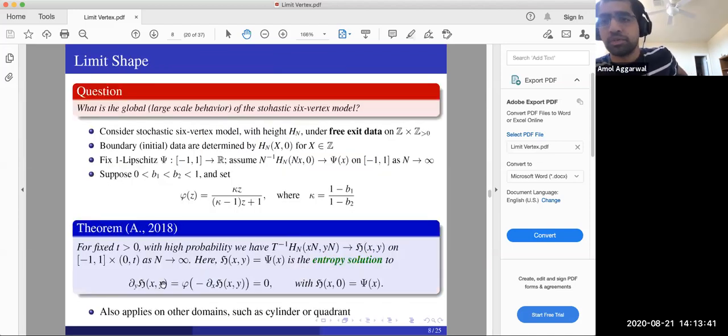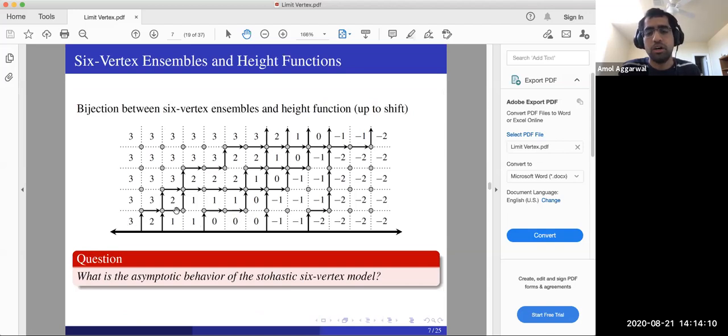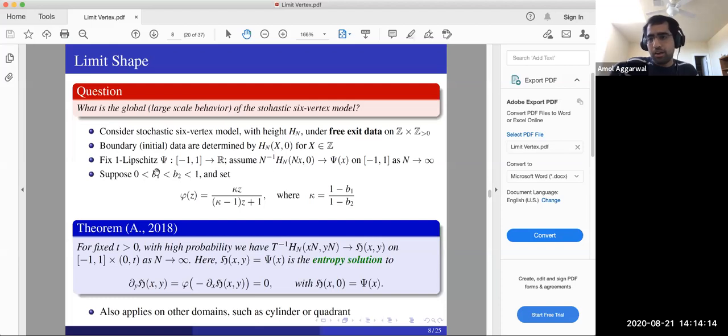So again, the question that I'm trying to address is, what is the global large-scale behavior of this stochastic six-vertex model? So what we're going to do is consider the stochastic six-vertex model again on this discrete upper half plane, Z cross the non-negative integers. The boundary conditions for this model are dictated by the locations of the incoming arrows on the bottommost row. That is in bijection with the height function when I specify the y coordinate to be 0. So if I have that height function, then I can recover the locations of the incoming arrows. So I'm going to say that this initial data scales to some profile, which I'll call psi.